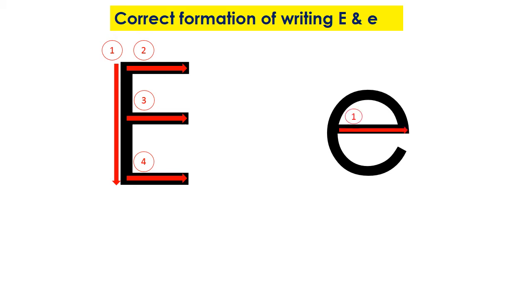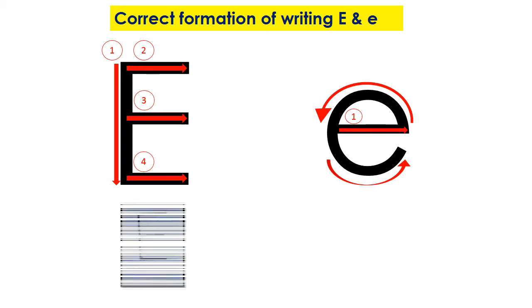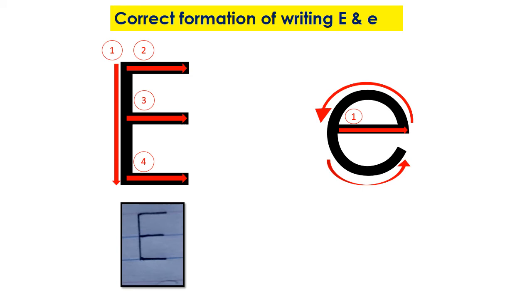Start below the middle, making a half circle and continue to make a curve to reach the bottom. Children, by looking at these red arrows, you can get an idea. Right? Okay. Now we'll see how to write capital E in your double rule book.